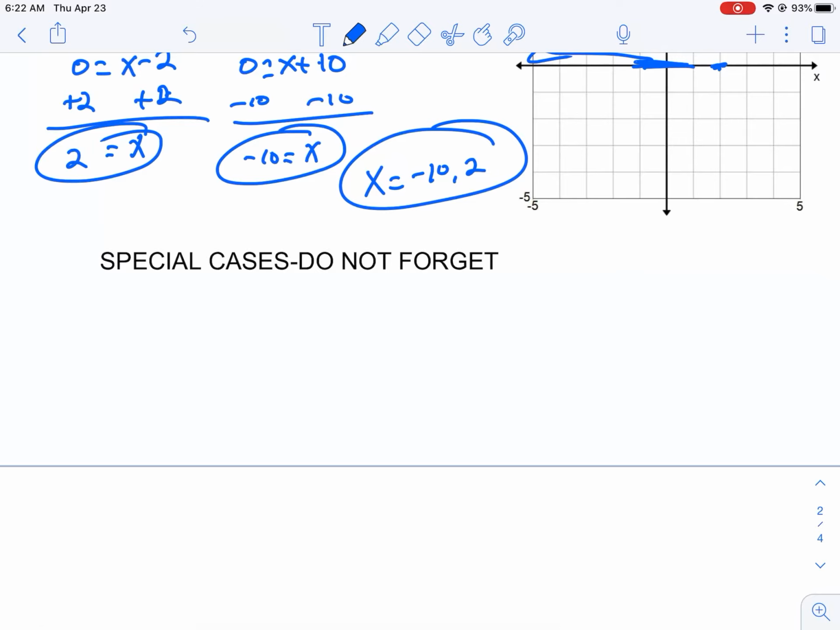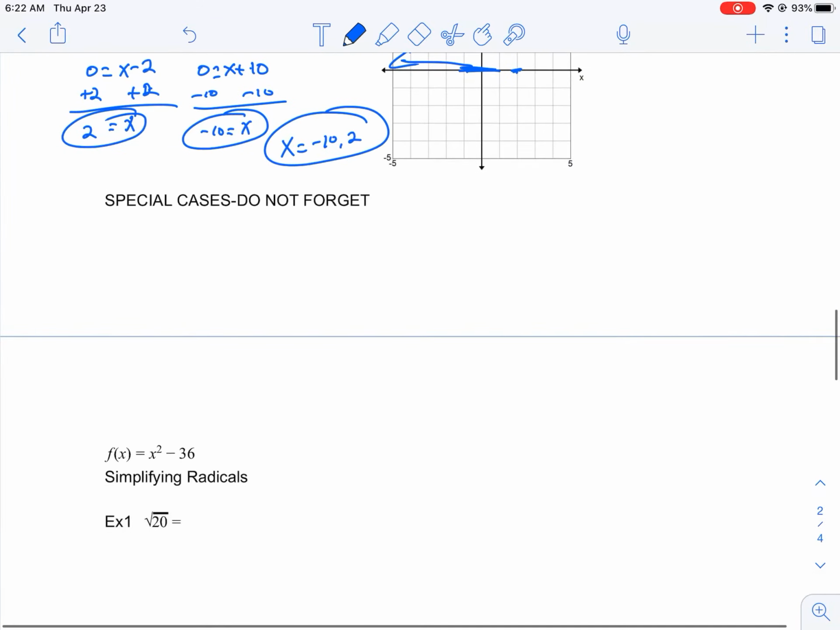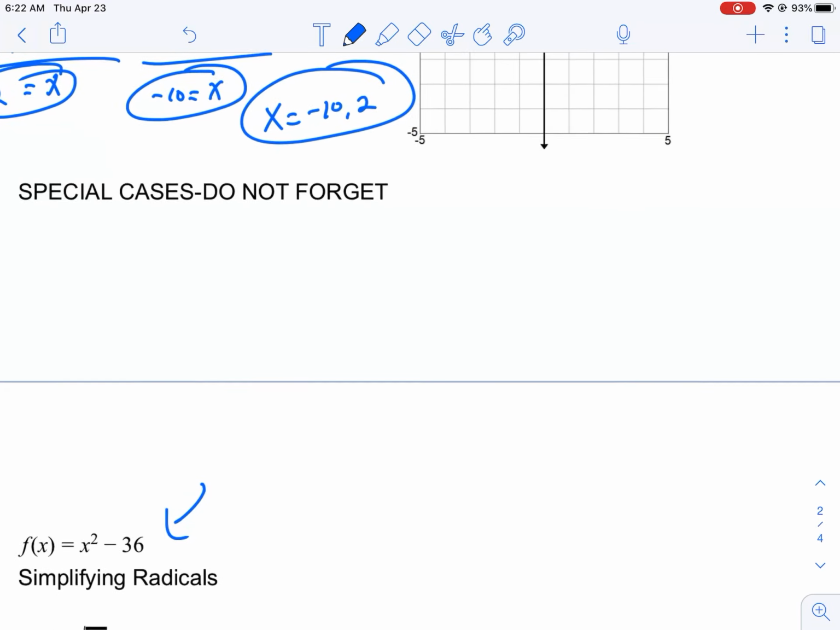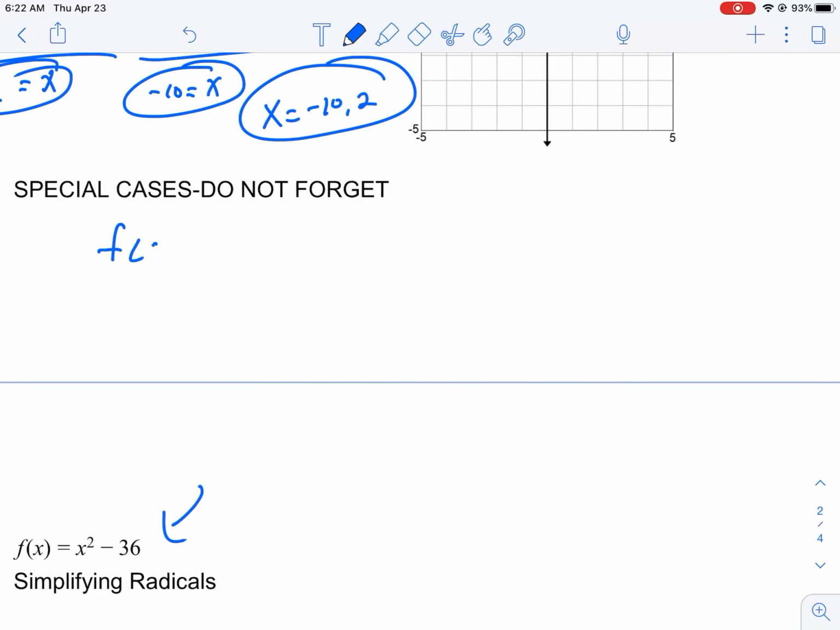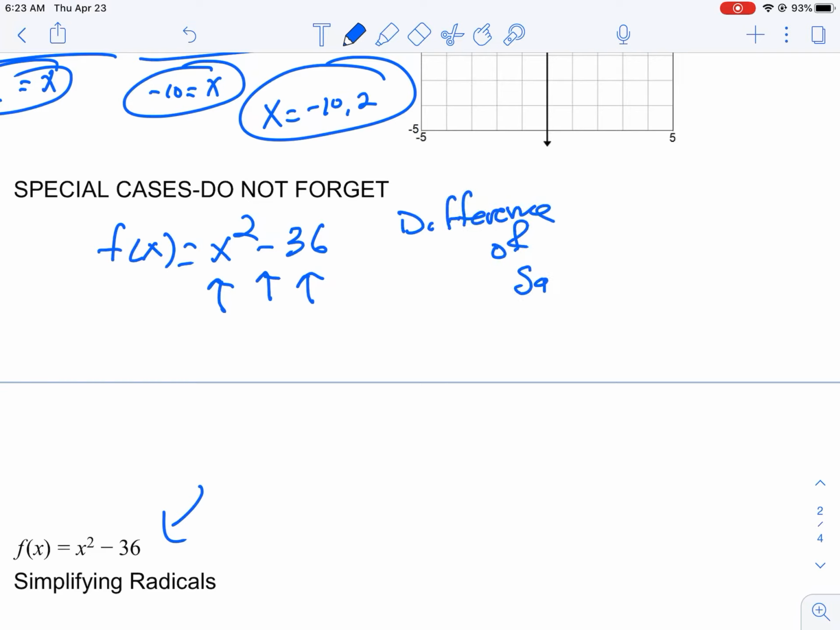Now, I say don't forget special cases. I put it down here on accident, but I'll write it up here. So we have f of x equals x squared minus 36. This is a binomial, but it's a special case. And our special case of binomials is when we have a perfect square minus a perfect square, which is called a difference of squares.